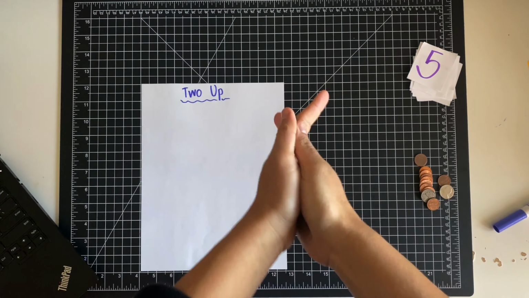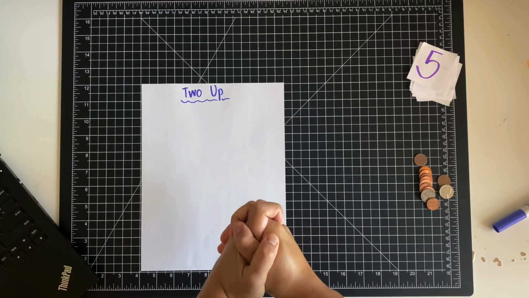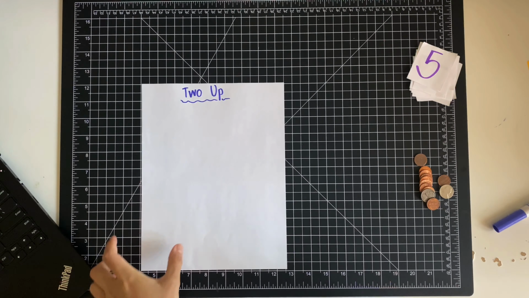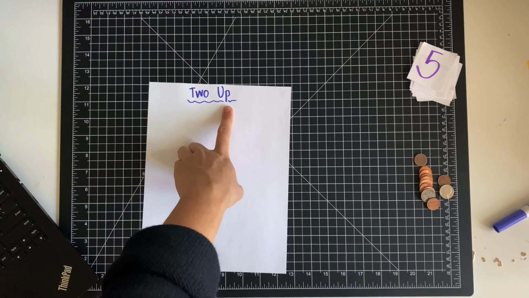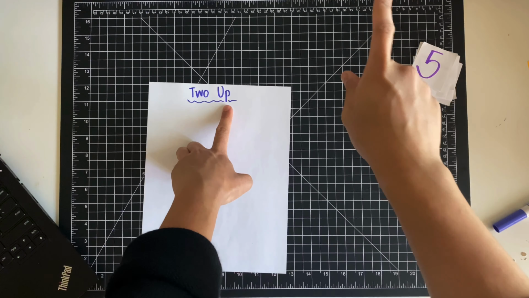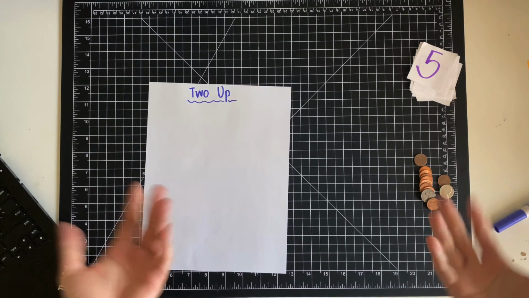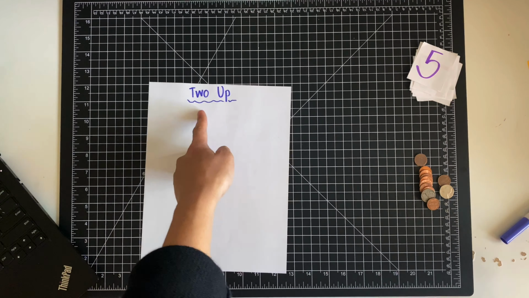Okay, friends, let's get started on today's daily math activity. For today's daily math activity, you are going to play a game of 2 Up. Everyone say 2 Up. And this is what you'll need for your game of 2 Up.